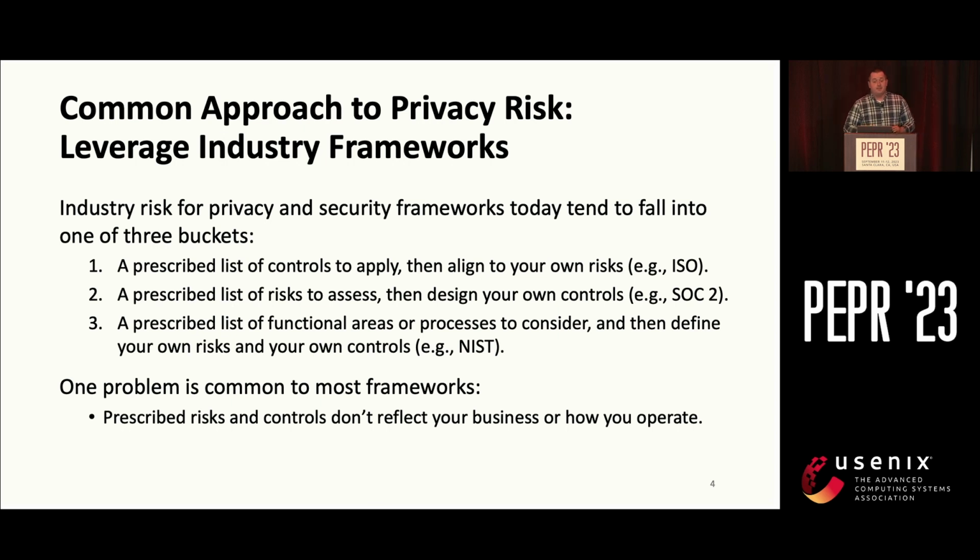The second type is a prescribed list of risks that you need to assess, and then after you've done that, design your own controls so that you can address those risks. SOC 2 follows a similar method to that. And then lastly, you've got a prescribed list of functional areas or process types that you need to look for, consider those, and then define your own risks that work for your business and your own controls.